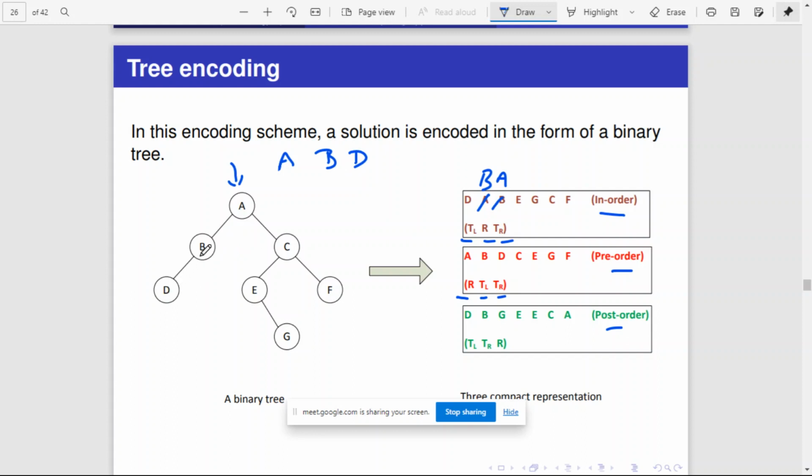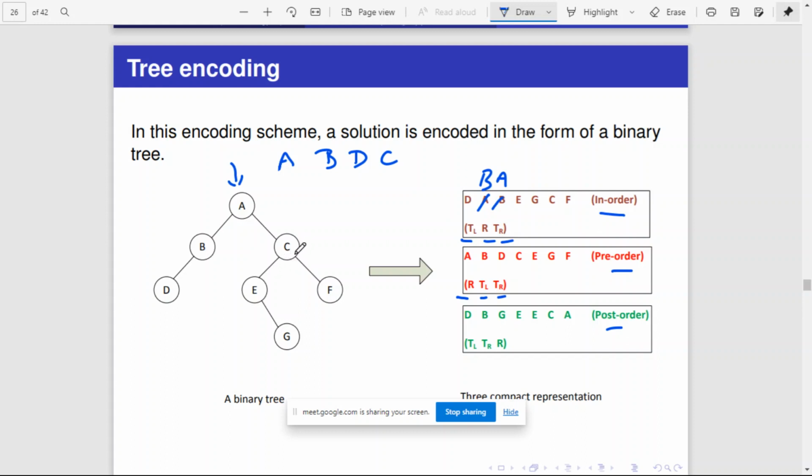So if you take B, its root is visited, its left is visited, its right, there is nothing like right. Okay. So if you take A, its root is visited, its left is visited. Now you have to go to its right. Okay. So what is its right? C. Is this a root node? Yes, because it's a root of some subtree, right?